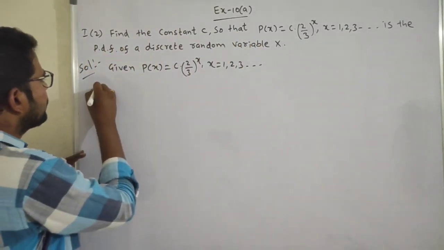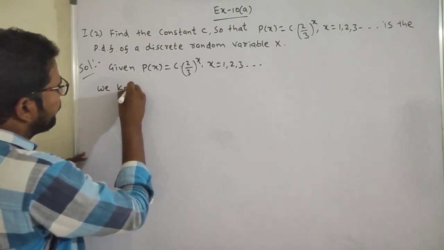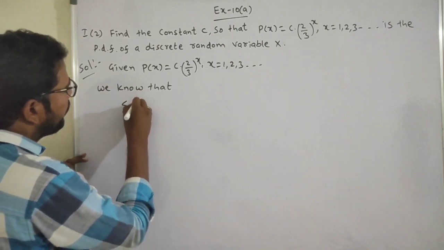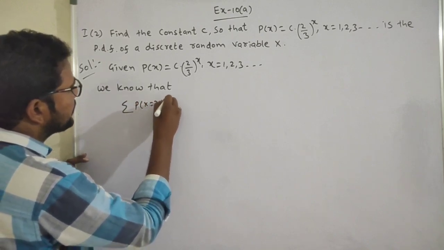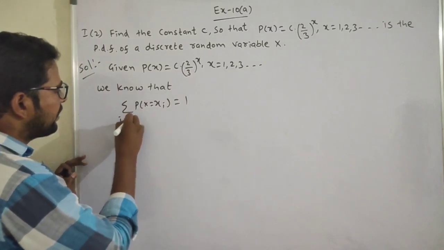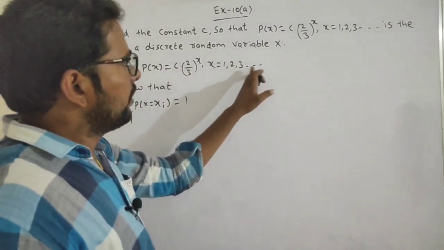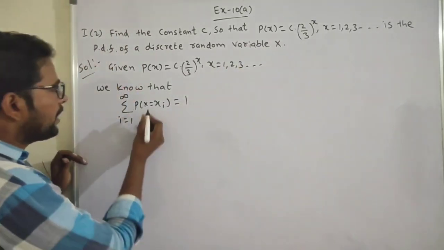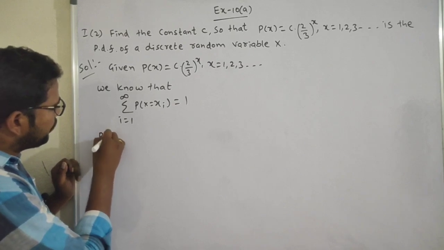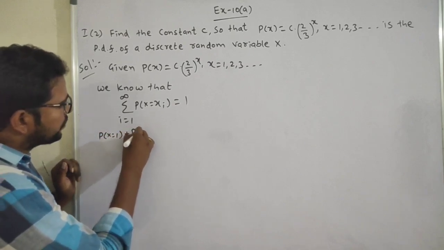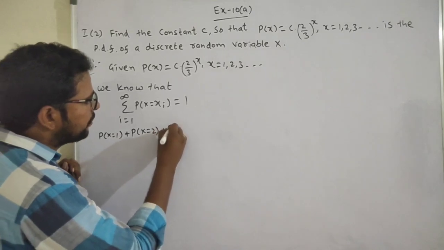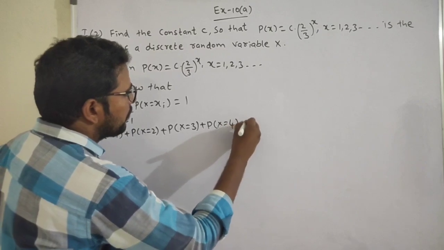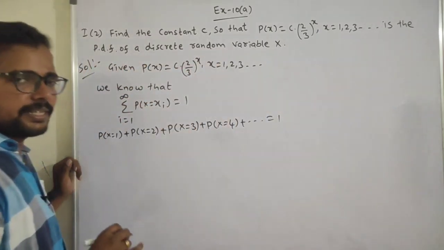We know one condition: the sum of all probabilities is equal to 1. Sigma p of xi, with i from 1 to infinity, is equal to 1, because we don't have a maximum value. So x starts from 1, 2, 3 and so on. Okay? And we have to start p of x from 1. So p of x equals 1 plus p of x equals 2 plus p of x equals 3 plus p of x equals 4 plus and so on is equal to 1.